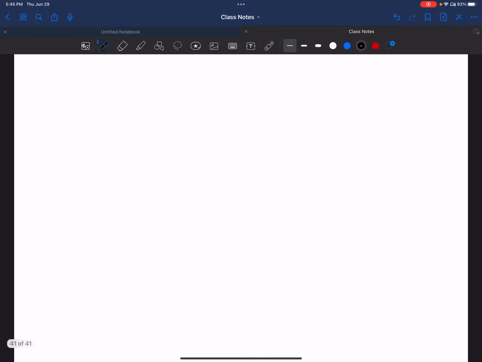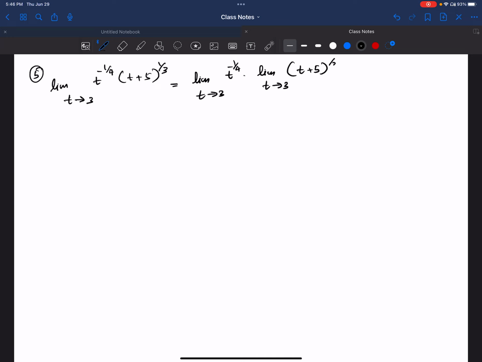And then we have another example. Limit t goes to 3, t to the power 1/4 plus 5, 1 over 3. So we can use product rule. One third.